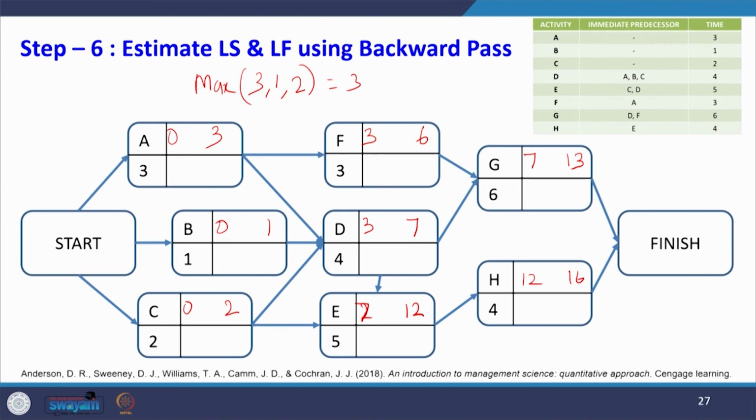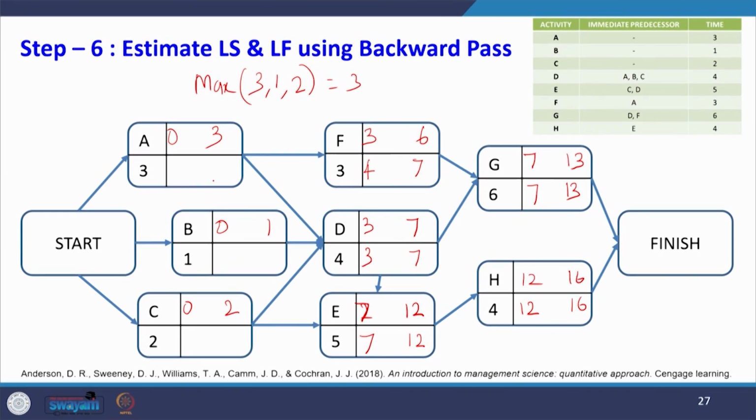Now, I am going to estimate the latest start time and the latest finish time using backward pass. So, what I have to do? I have to start from 16. So, 16 is my latest finish time. So, 16 minus 4 is 12, here it is 13, 13 minus 6 is 7. So, here it is 12, 12 minus 5 is 7. So, for activity F it is 7. So, 7 minus 3 is 4. For activity D it is 7, 7 minus 4 it is 3.